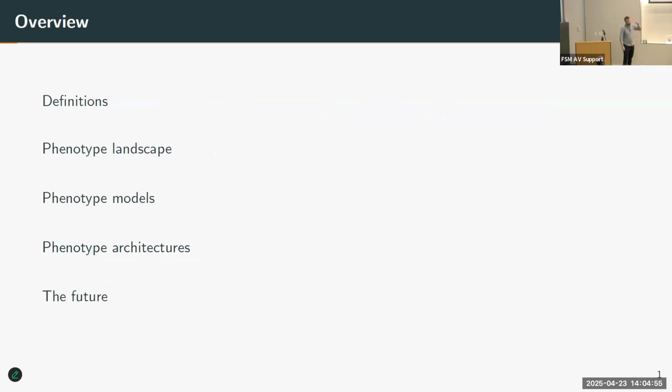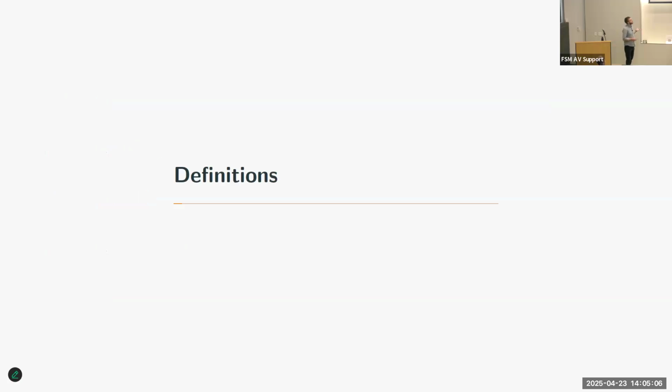Okay, so a bit more formal, what am I going to talk about? Just to summarize what I've said, I'm going to start with some definitions for those who might not be familiar with the space. Then talk about the phenotype landscape, models, architectures, and then the future, everything that I've just said.